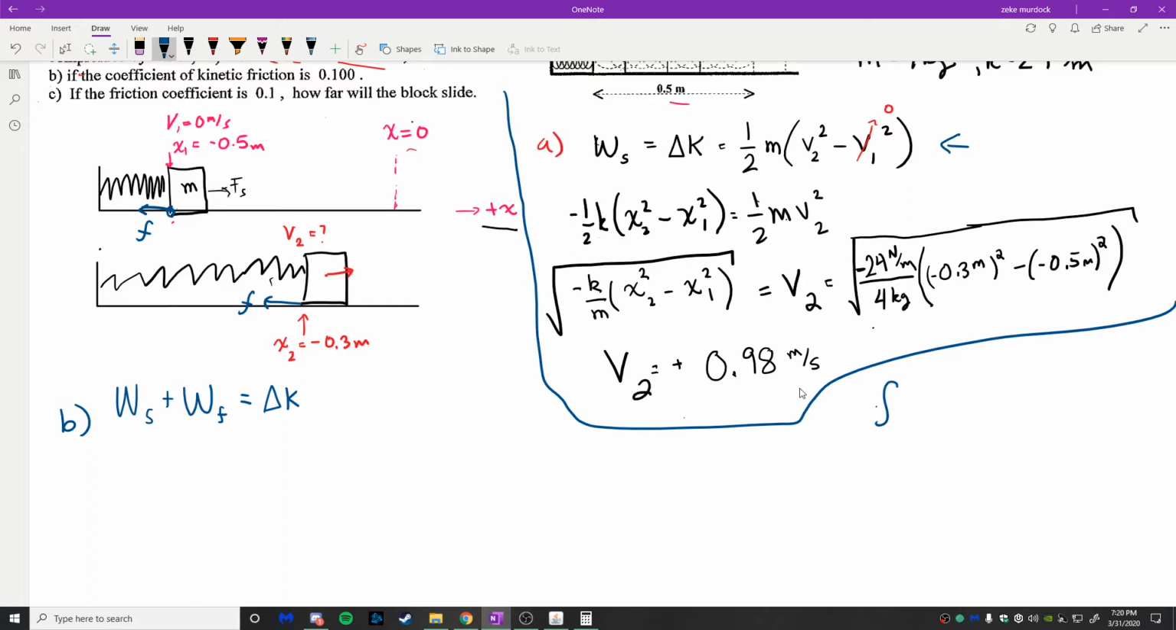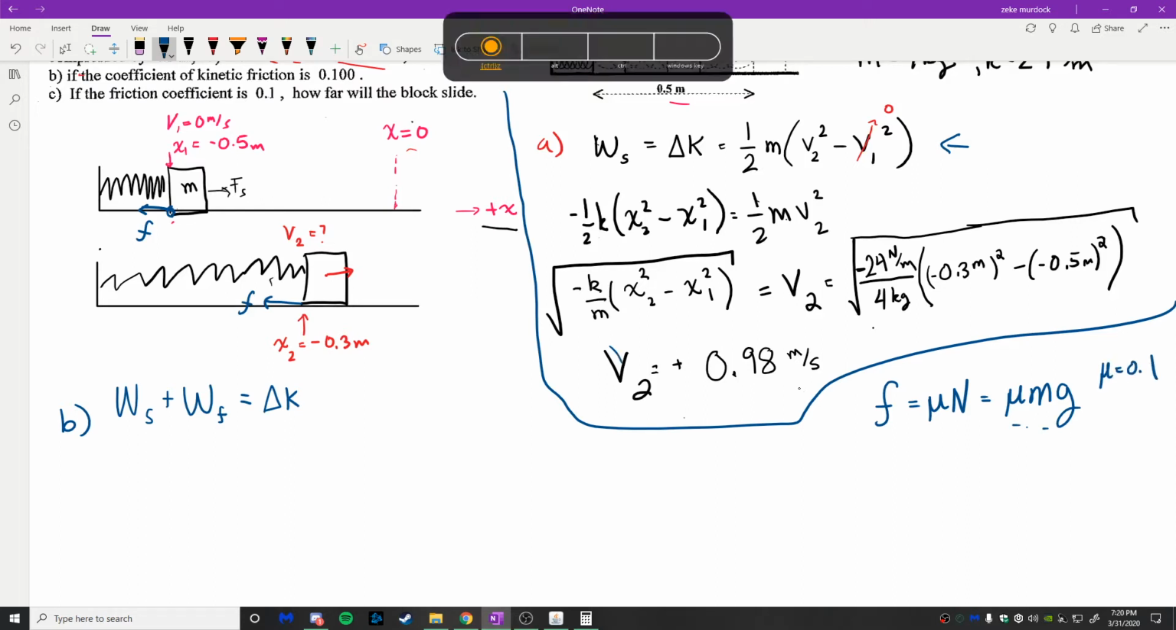The size of the friction force is equal to mu times the normal force. But in this case, because it's a flat surface, the normal force is just going to be equal to mass times gravity. So we've got all this information now. We just have to say, in our case, mu is equal to 0.1. So let's do that right here.